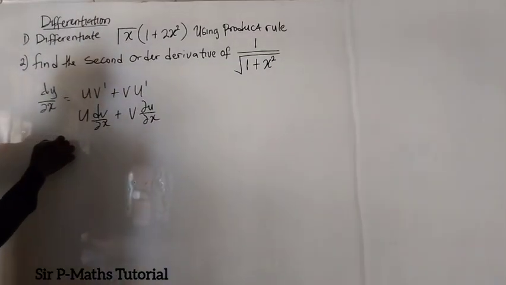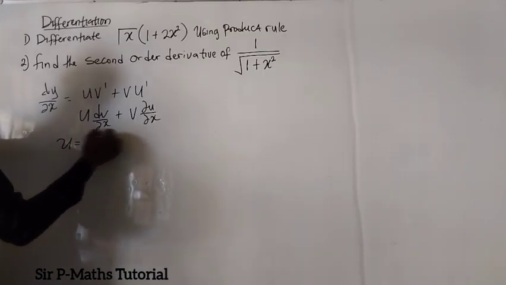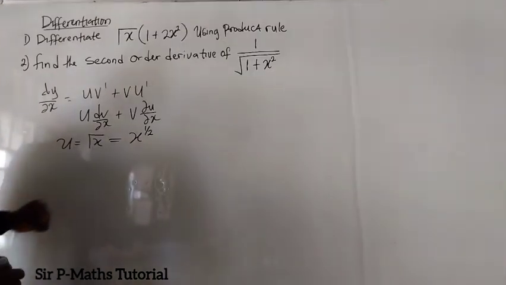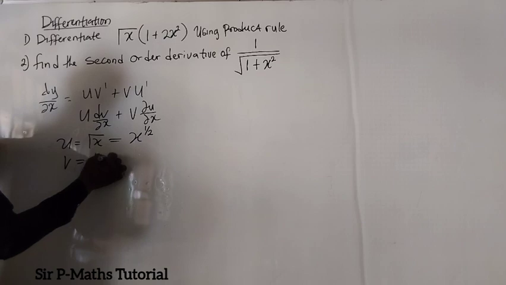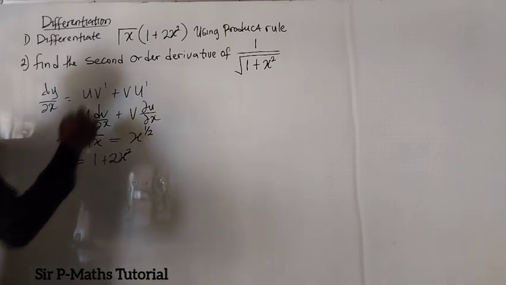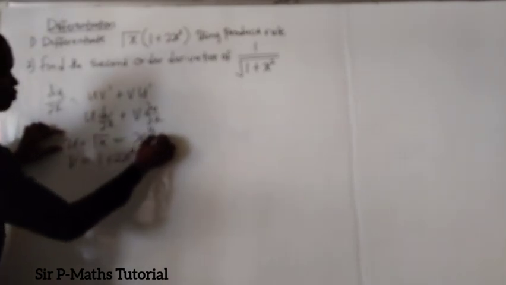So we must take note that our u is equal to the first one, this. We can also write this as x raised to the power of 1 over 2, so that we'll be able to differentiate it. Then our v will be equal to 1 plus 2x raised to the power of 2. So let's differentiate the first one.